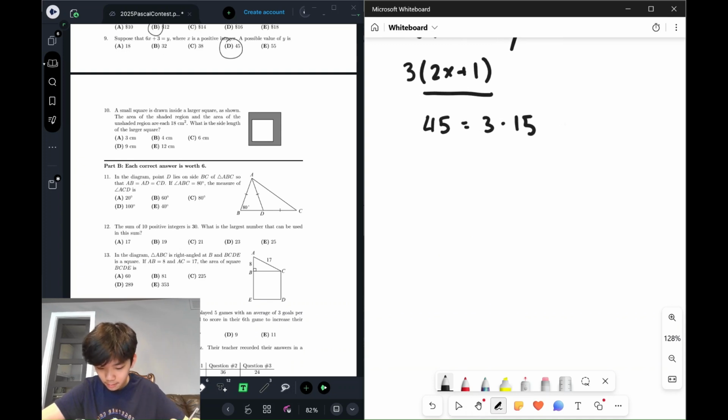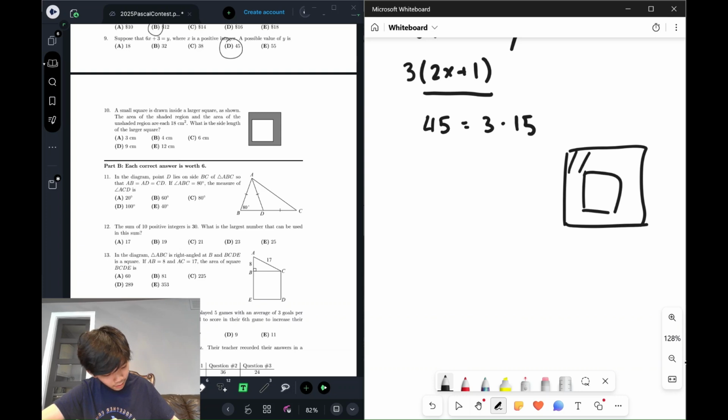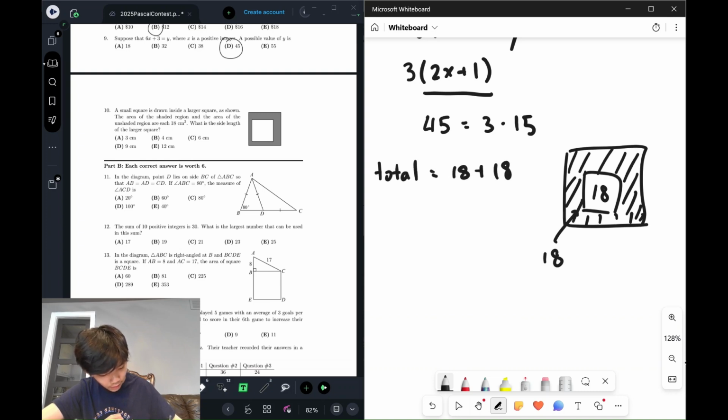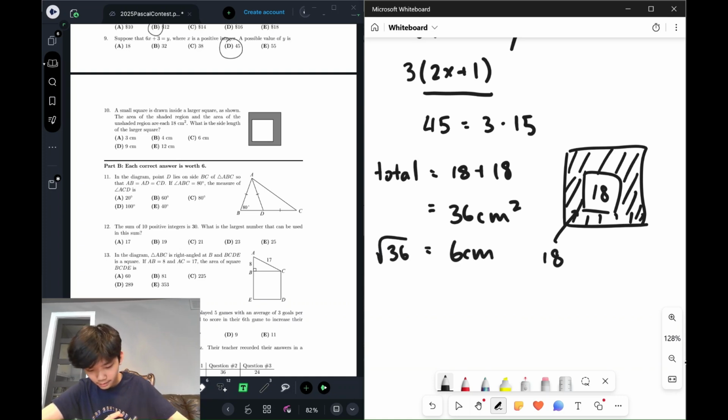For question 10, we have a small square inside a larger square. I'll draw it over here. And this area outside is shaded. Now, the area of the shaded region and the area of the unshaded region are each 18. So this is 18, and this is also 18. Therefore, total area is going to be equal to 18 plus 18, which is 36 centimeters squared. It wants the side length of the large square. This is going to be root 36, which is equal to 6 centimeters. So the answer is C.